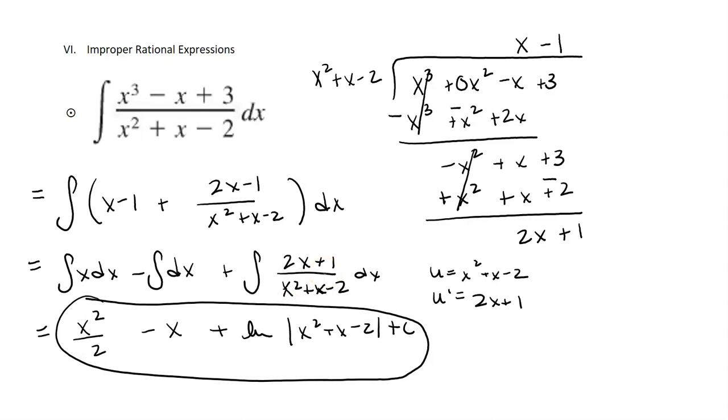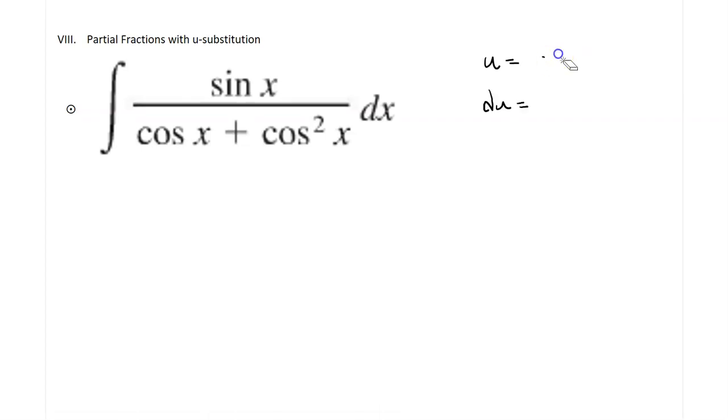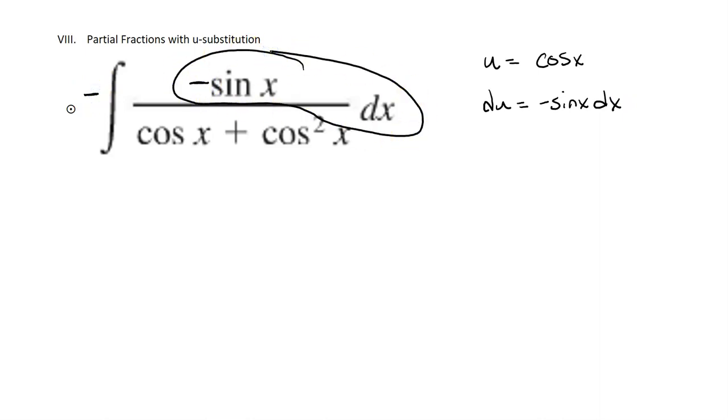Always check for u prime over u before you jump into partial fraction decomposition, because it may not be necessary. There are also some special cases where you may not realize that you have a partial fraction decomposition, like the integral of sine of x over cosine of x plus cosine squared of x dx. So if I were to, for example, let u be cosine of x, du would be the derivative of that, which is negative sine of x dx. And if I multiply by a negative on the inside and the outside, I now have the du that I need. So this is negative integral of 1 over u plus u squared du.